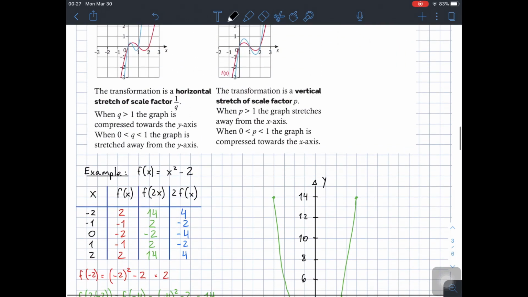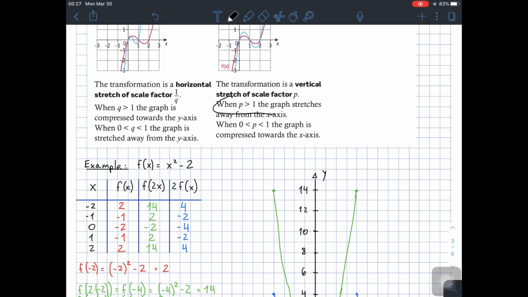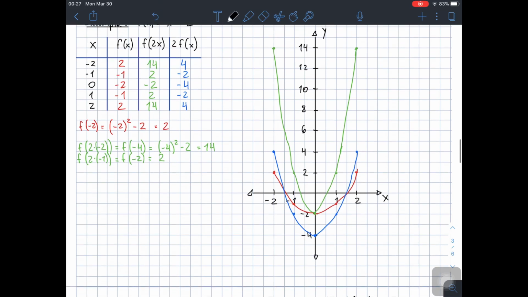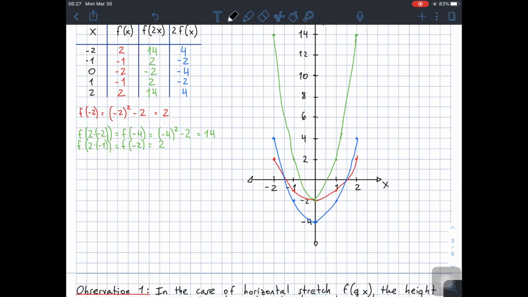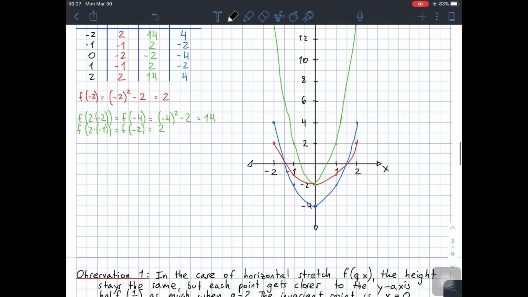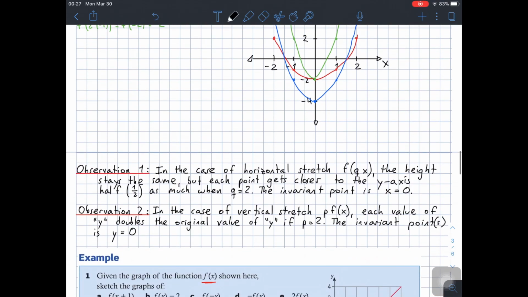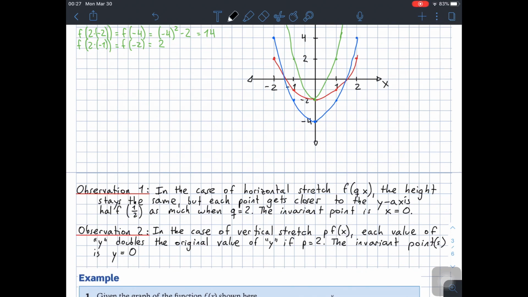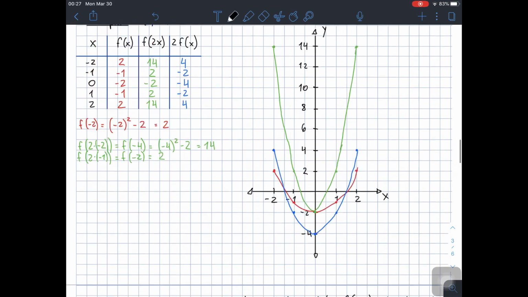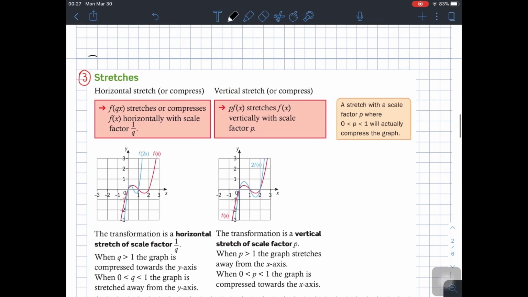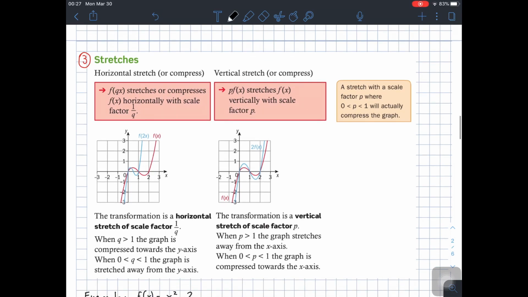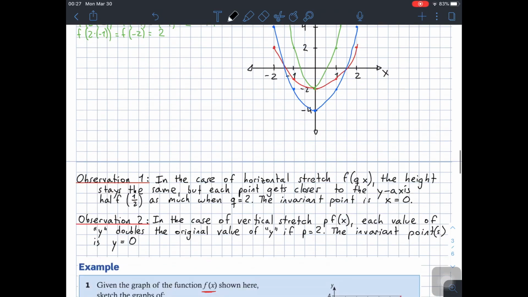Yes. Okay, so we're getting this case. When p is greater than 1, the graph stretches away from the x-axis, okay? The blue function is further away from the x-axis with respect to the red function, okay? Let's read these observations, which will help you understand a little bit better how stretches work. This third case, stretch, is definitely the hardest type of transformation. It's usually the one that students struggle more understanding what's actually happening.